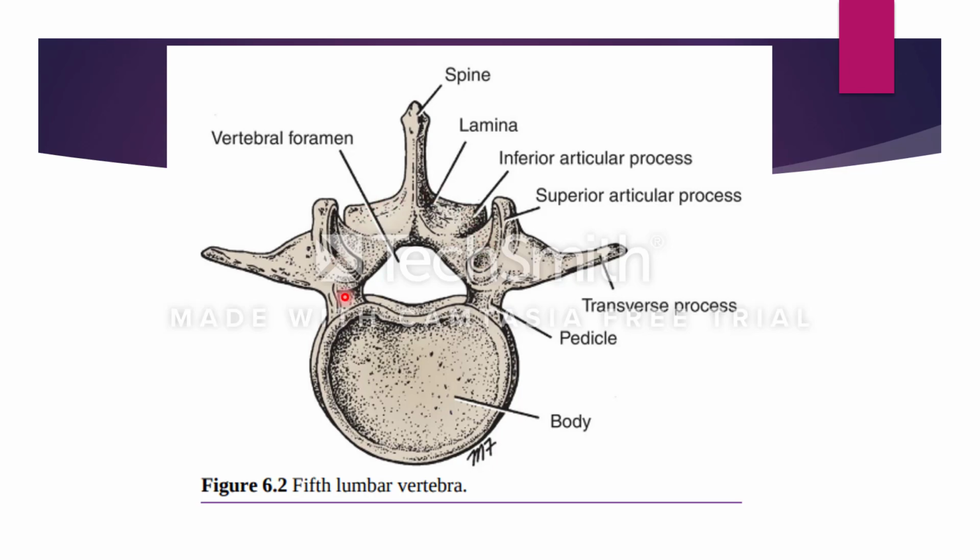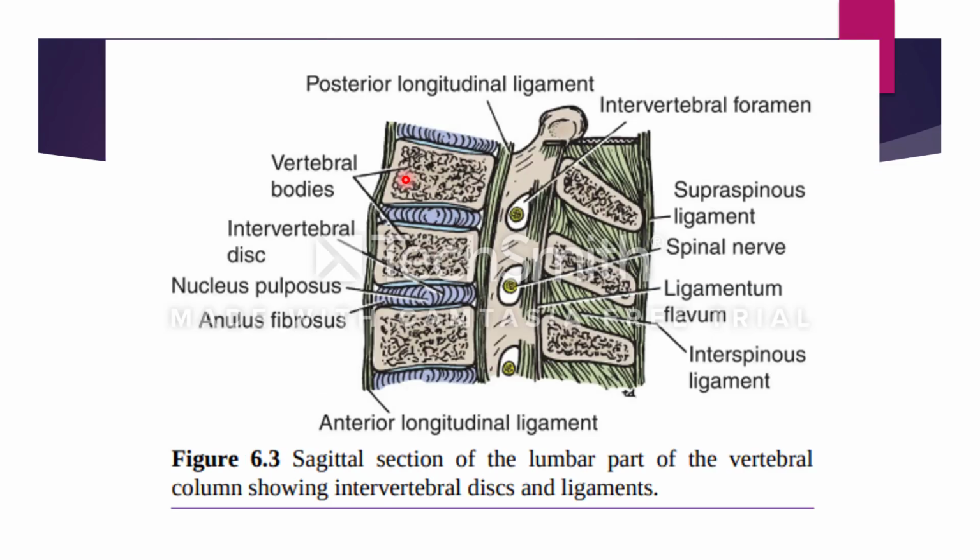This is called the vertebral arch. This is the spine, which will be quadrilateral in the lumbar vertebra. See here, these are the vertebral bodies. There are some attachments here which are shown. This is the anterior longitudinal ligament, which is attached to the anterior part of the bodies of the vertebra.